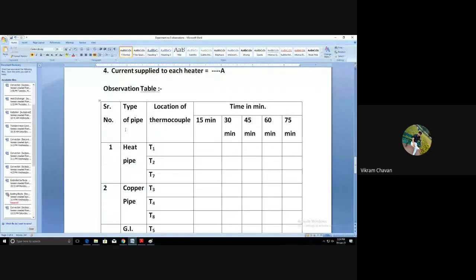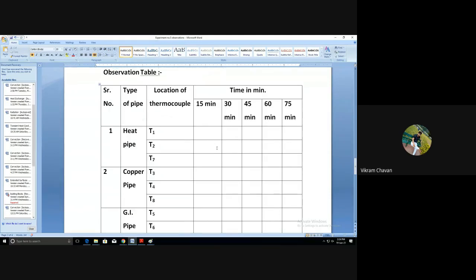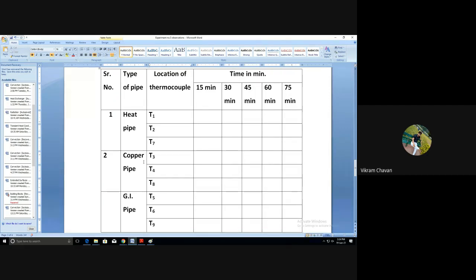Then we have to consider this observation table, with serial number, type of pipe, location of thermocouple, and time in minutes. We have to take different readings at different times. When we start the actual performance, we have to take the readings for the heat pipe. T1 and T2 will measure the temperatures of the evaporator and condenser, whereas T7 will measure the temperature of the water bath for the heat pipe. In a similar fashion, for the copper pipe, T3 and T4 will measure the temperature of the bottom side and top side, and T8 will measure the temperature of the water bath.